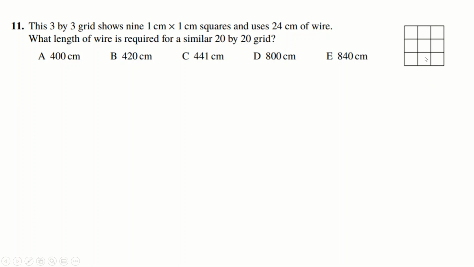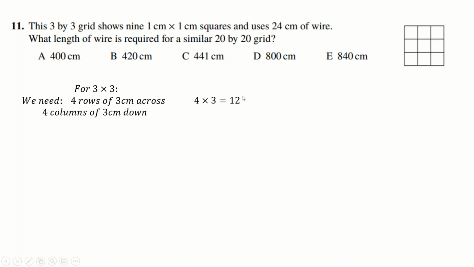Well, you just need to find a sensible way of counting here. So the way that I counted this was I said, okay, to make a 3x3 grid, you need 1, 2, 3, 4 rows of 3 centimeters across, and you need 4 columns of 3 centimeters down. So to make a 20x20, you still need one more row and one more column than what the grid is. So a 3x3 requires 4 rows and 4 columns.